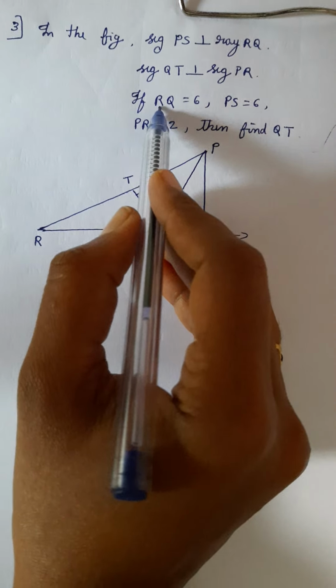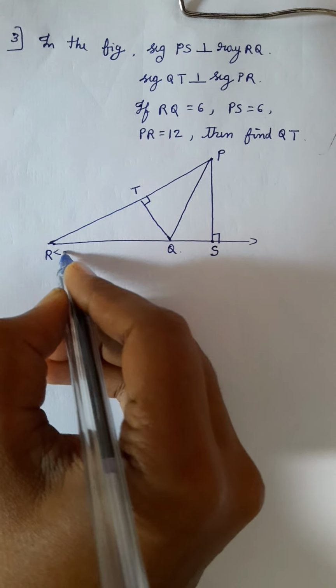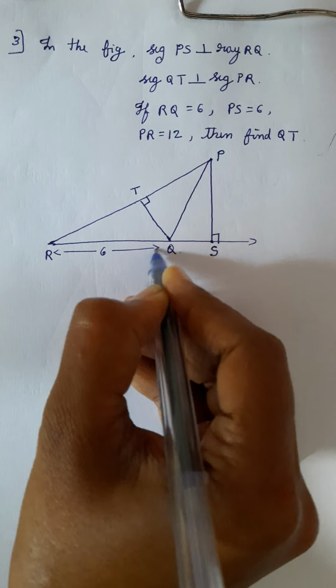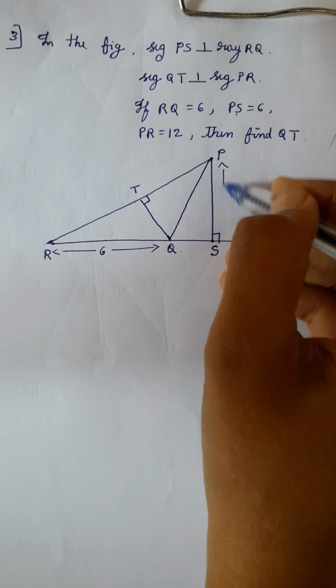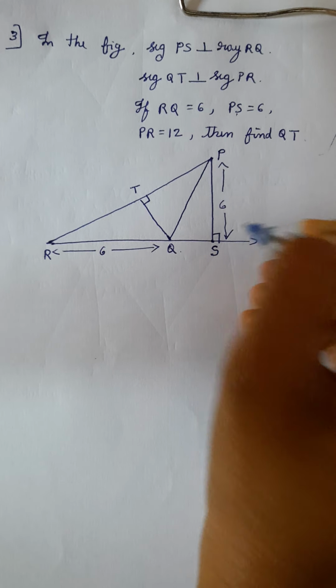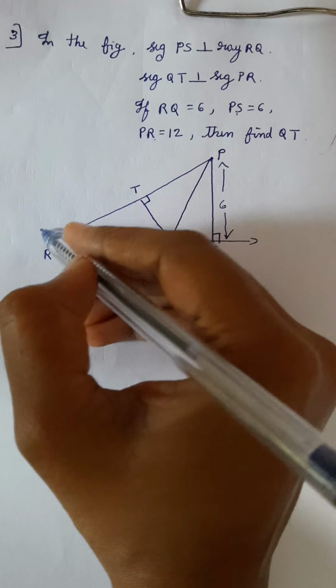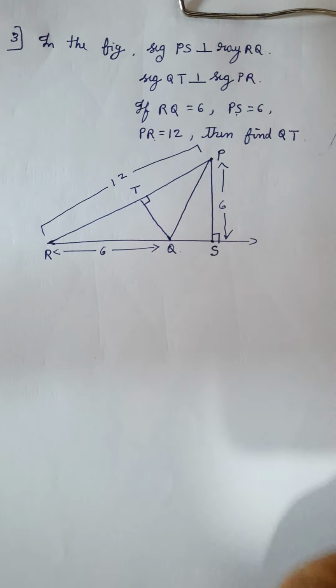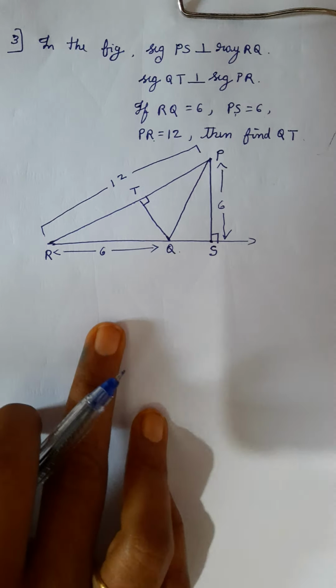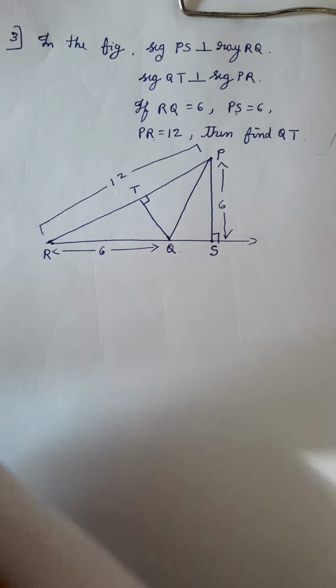So whatever measures are given in the figure, we will write first. RQ, length of R to Q is 6, from here to here. Next, PS length is also 6. Next, PR length is 12. Okay, so now, before starting this sum, I want to say one thing.